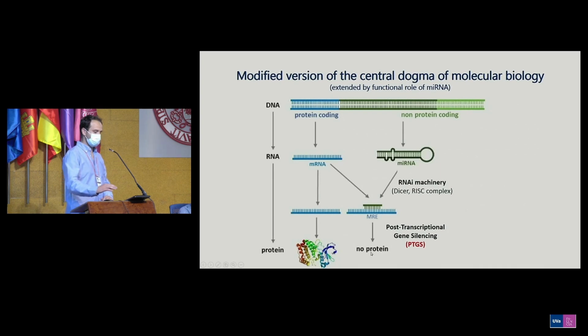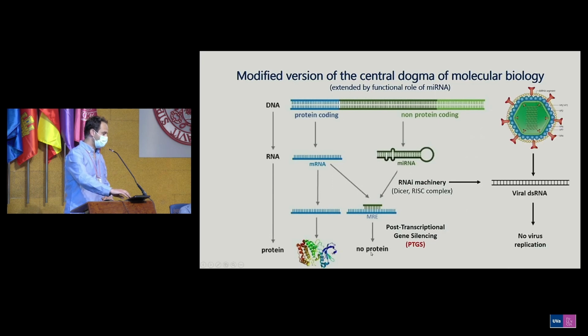This process came from the defense against virus, because a lot of virus has some double-stranded RNA, and as I said, double-stranded RNA is very weird in eukaryotic cells, so eukaryotic cells can recognize the virus dsRNA and chop this, and to prevent the virus replication.